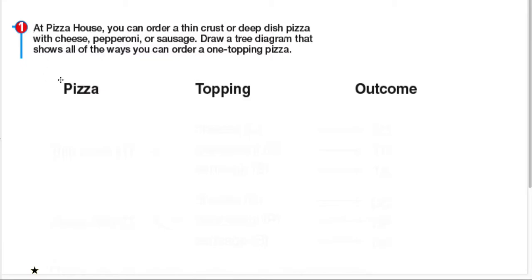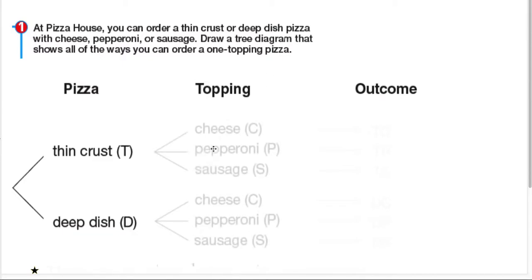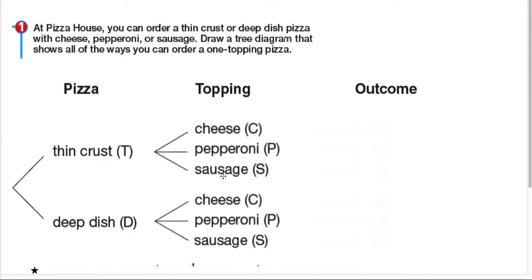in organizing data and trying to find out the number of possible outcomes. Example number 1: at a pizza house, you can order a thin crust or a deep dish pizza with cheese, pepperoni, or sausage. Draw a tree diagram that shows all the ways you can order a 1-topping pizza. Let's look at the pizza that's available: thin crust and deep dish. And the toppings involved are cheese, pepperoni, and sausage.